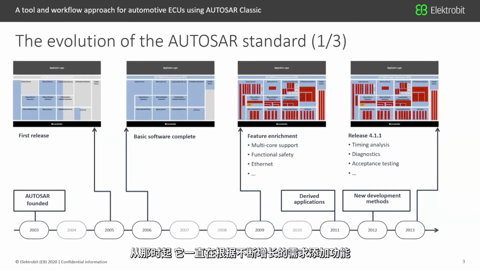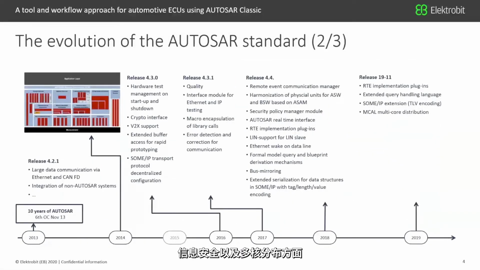Since then, the focus is on adding features based on the increasing requirements, especially in the area of multi-core, Ethernet communication, and lately cryptography, security, and in general, multi-core distribution. Because multi-core support is not only needed for the application, but also for the basic software, and that now in the latest release includes even the microcontroller abstraction layer. So this is basically the very brief history of the AUTOSAR Classic platform standard.